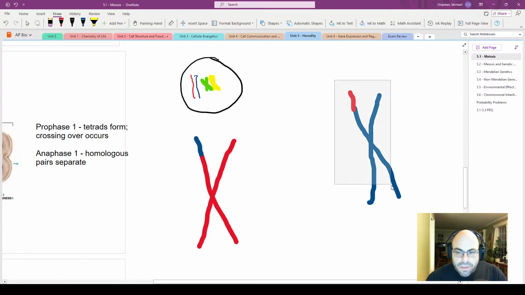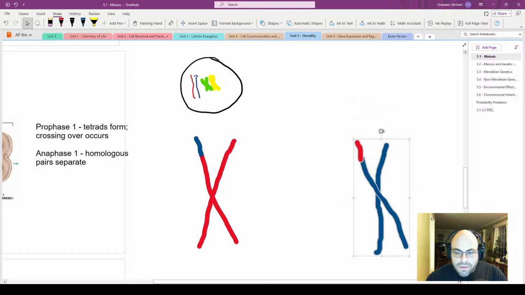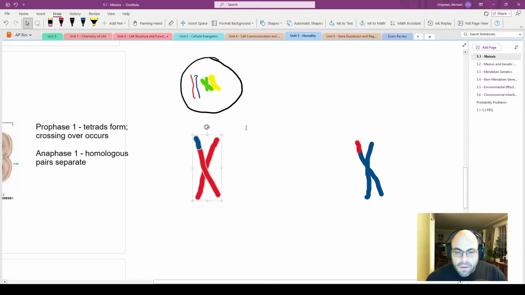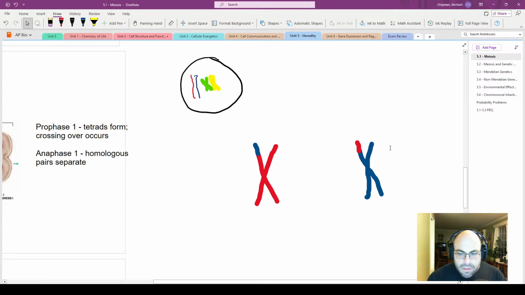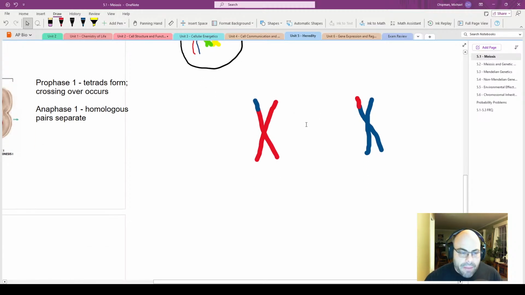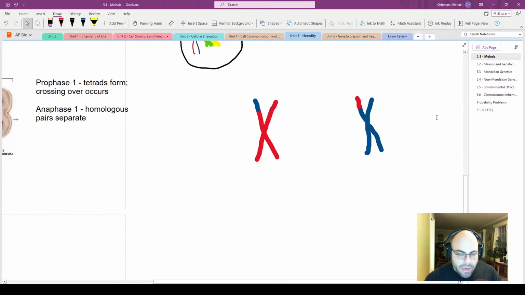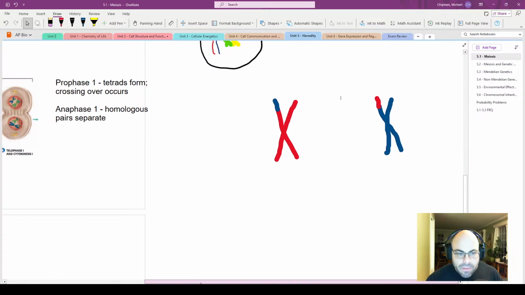And so they're going to separate. This is going to go to one cell, and this is going to go to another cell. We're going to make these a little smaller so they're more manageable. Now you can see how these 2 cells that have these chromosomes in them are haploid. Why are they haploid? Well, they've only got half the number of chromosomes. They only have the left shoe, or they only have the right shoe, right? They don't have both mom and dad's complement. They have just mom or dad's complement. And so that's anaphase 1. Anaphase 1, homologous pairs separate.